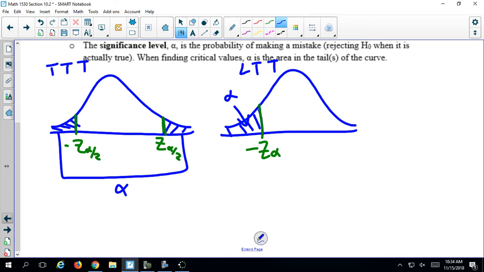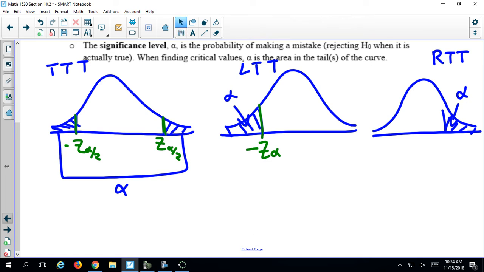And then the right-tail test. We have a right tail. The area in that tail is alpha. The critical value is where does that tail start? And it's the z-score that has alpha area to the right.